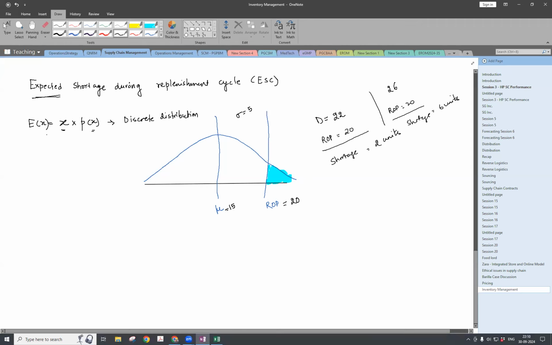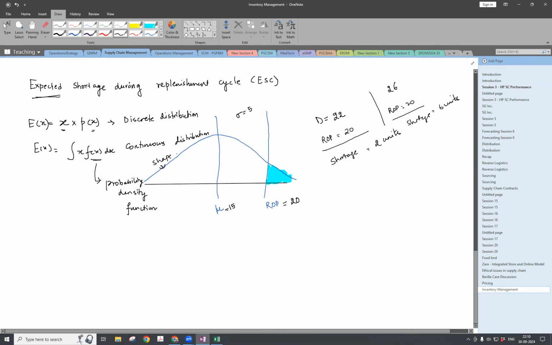Now, this formula of expected value is calculated as x into P of x using a discrete distribution. But a normal distribution is not a discrete distribution. It is what we call a continuous distribution. For a continuous distribution, expected value is calculated as the integral of x f of x dx, right? Now, this f of x is what we call the probability density function. This probability density function is nothing but the function that gives this particular shape, right?